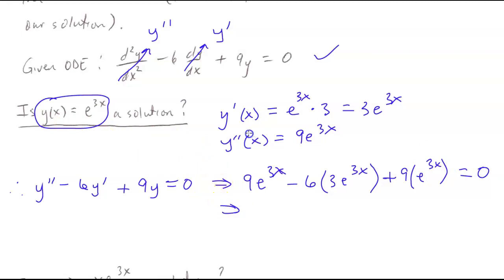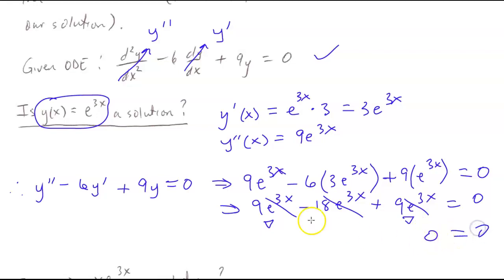So if we keep going here, we'll see that we'll get 9e raised to the 3x minus 18e raised to the 3x plus 9e raised to the 3x equals 0. And of course, 9 plus 9 is 18. So that means that 9e raised to the 3x plus itself is going to be 18e raised to the 3x. And so all three of these terms end up canceling each other to 0. So we see that, yes, our y equals e raised to 3x does satisfy this particular second order differential equation.